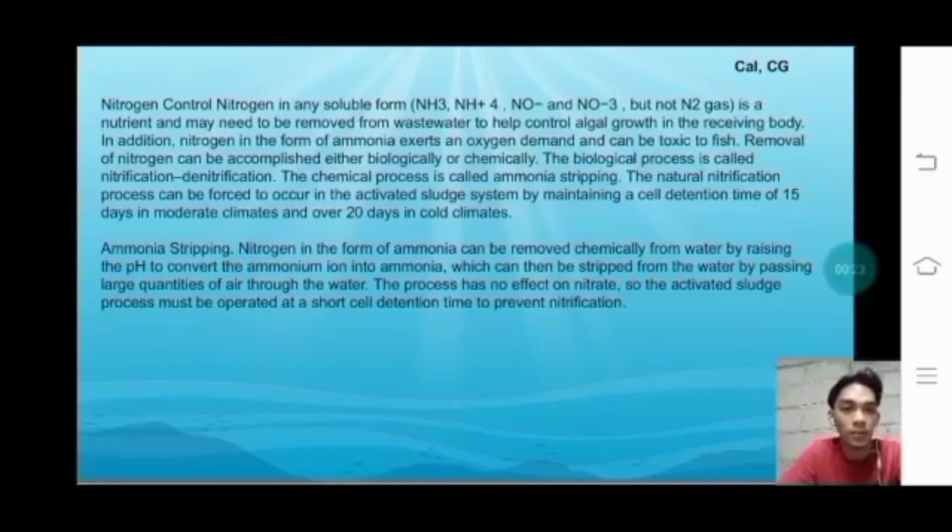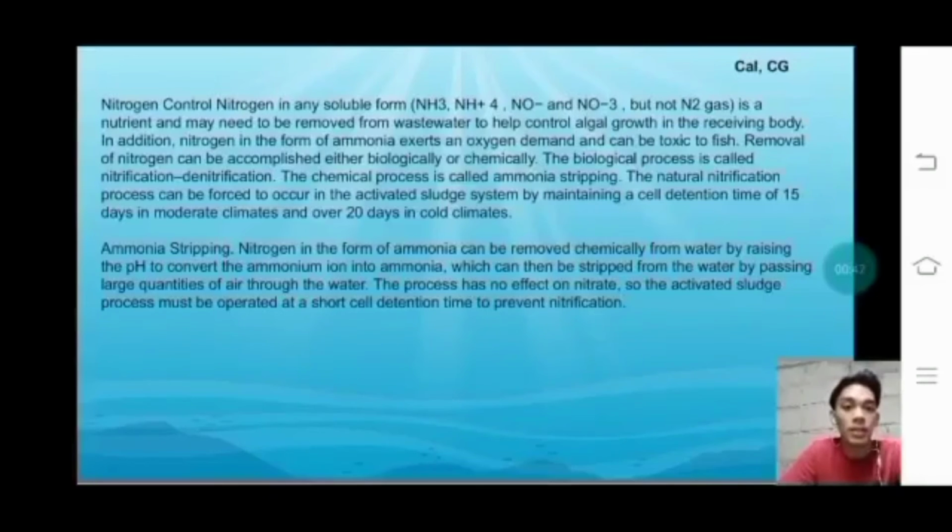Nitrogen in any soluble form is a nutrient and may need to be removed from wastewater to help control algal growth in the receiving body. In addition, nitrogen in the form of ammonia exerts an oxygen demand and can be toxic to fish. Removal of nitrogen can be accomplished either biologically or chemically.